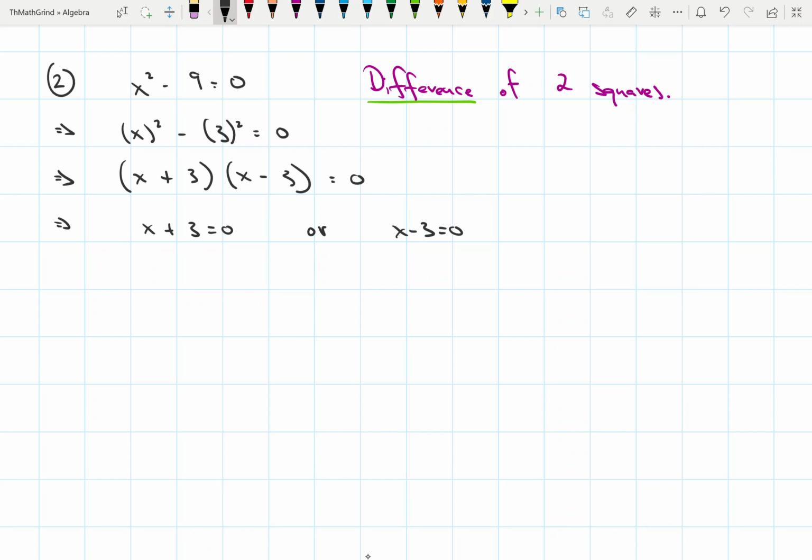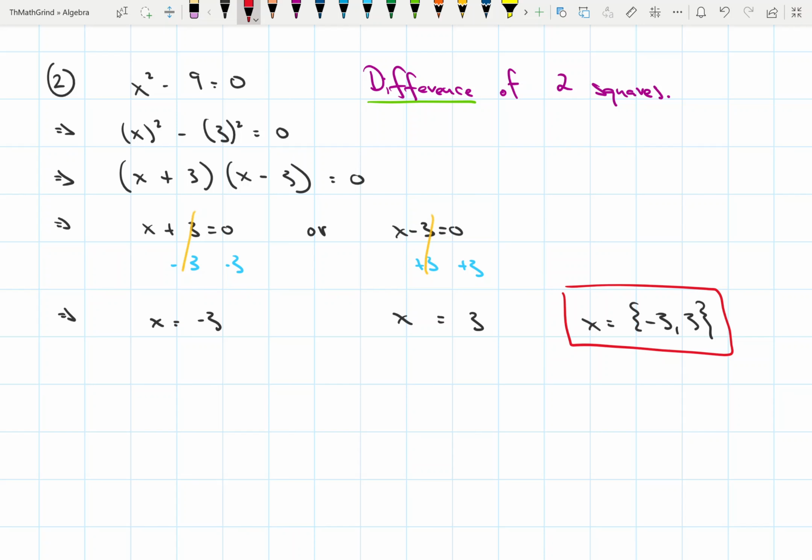So x plus 3 is equal to 0, x minus 3 is equal to 0. And again, I want to get x is equal to, I want to solve these. So I'm going to minus 3 from both sides here. The 3's cancel, and I'm left with x is equal to negative 3. On the far side, I'm going to add 3 to both sides. And then the 3's cancel, and I'm left with x is equal to positive 3. So x is equal to negative 3, positive 3. And there is your second quadratic equation solved.